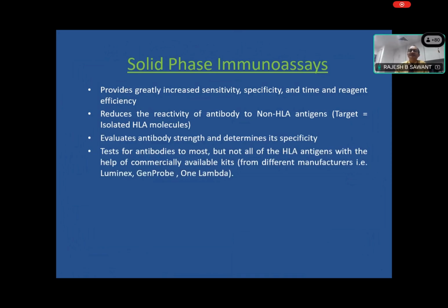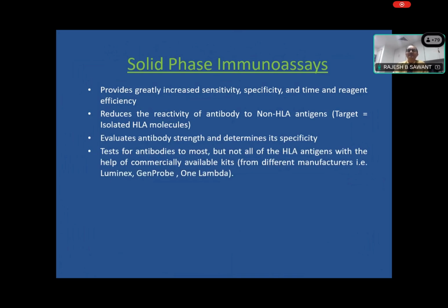So solid phase immunoassays have really revolutionized the field of antibody testing, because they have improved the sensitivity, specificity, the time taken, and the efficiency of the testing for antibodies. And they have also reduced the reactivity of the antibodies to non-HLA antigens, which can be an interference when you are evaluating a patient for any donor-specific antibodies, right?